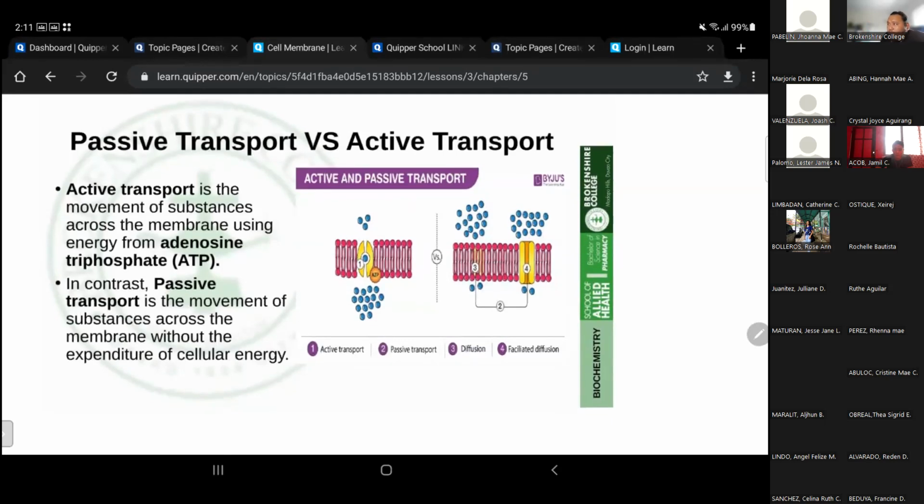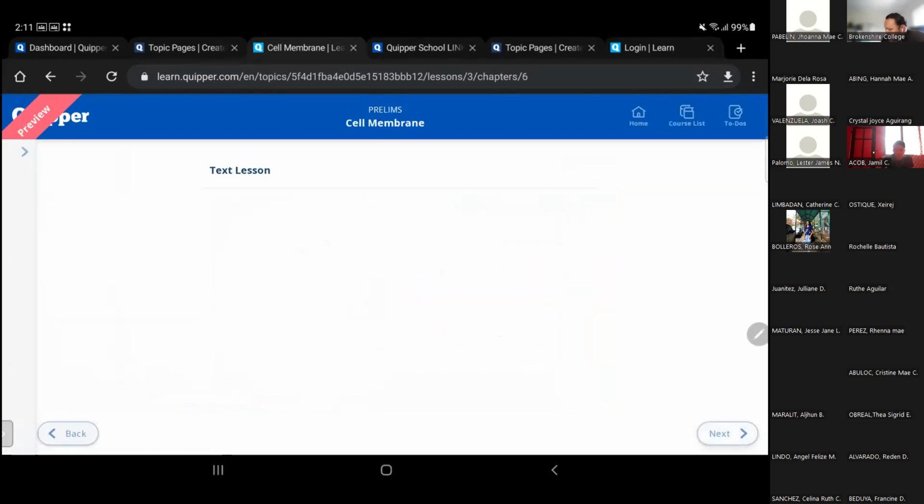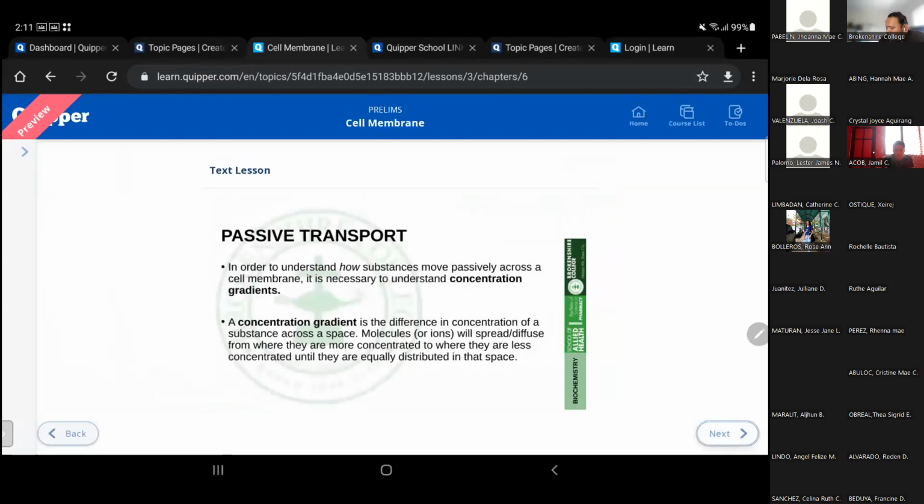A molecule will bind to glycolipids so that it can enter our cell. So that is facilitated diffusion. Anyways, there is further discussion of that in this and the succeeding slides.